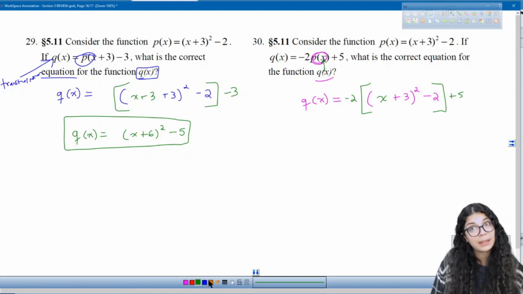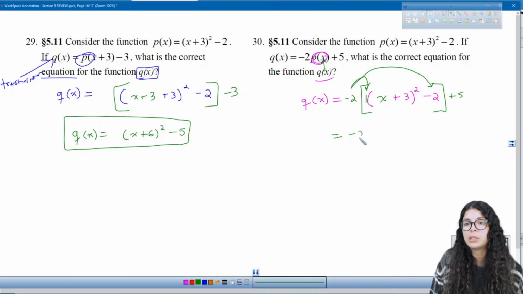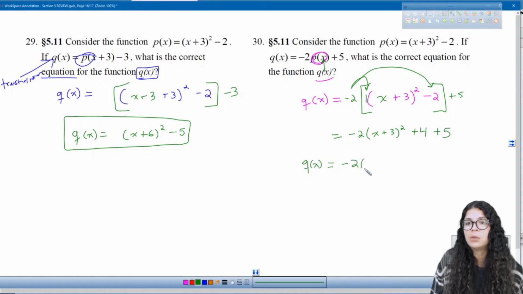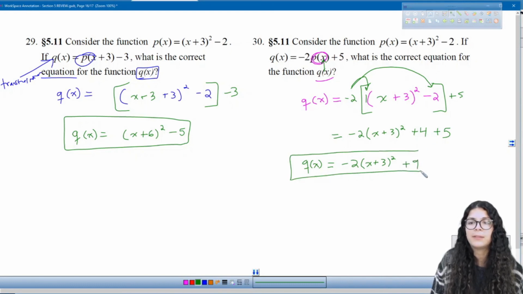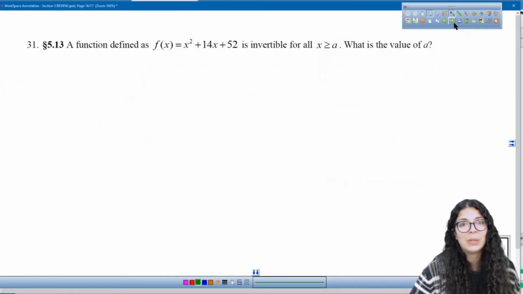Now, I need to simplify this, right? So I need to multiply the -2 to both the first term, which has a coefficient of 1, and to the second term. So this will be -2 times 1, which is -2. And then -2 times -2, which is +4. Bring down the plus 5. Final simplification, q of x equals -2 times (x plus 3) squared, plus 9. And again, we started with vertex form, so we can leave it in vertex form. We do not have to simplify to standard, unless you really, really want to, which I don't know why you do more work than you need to.